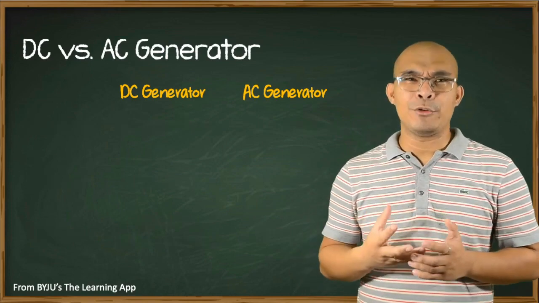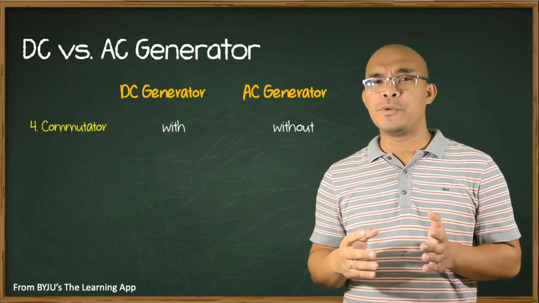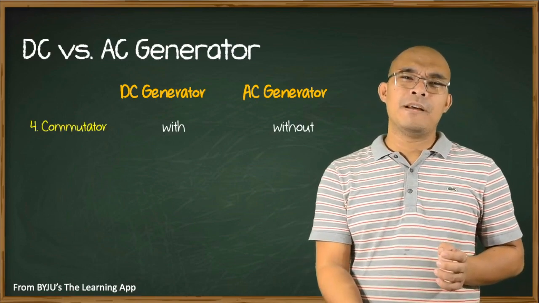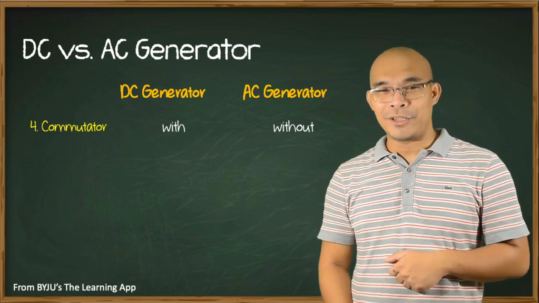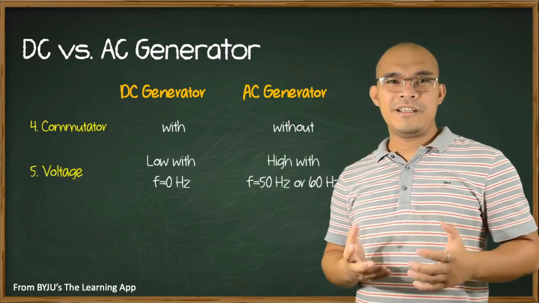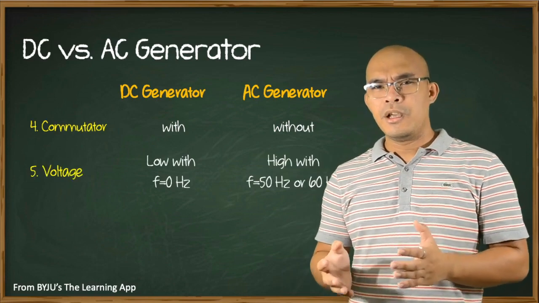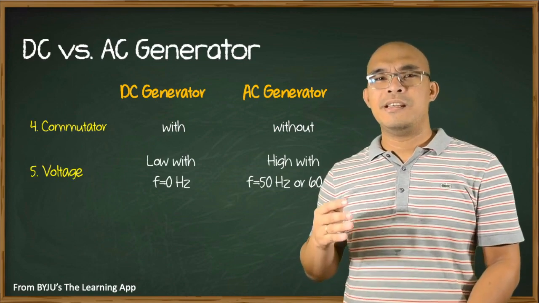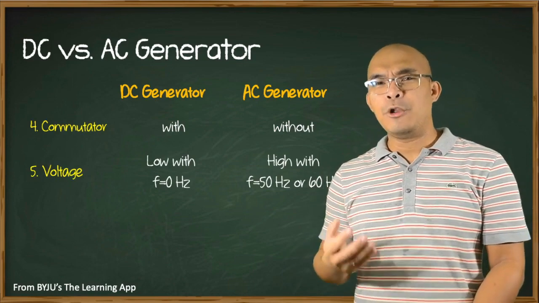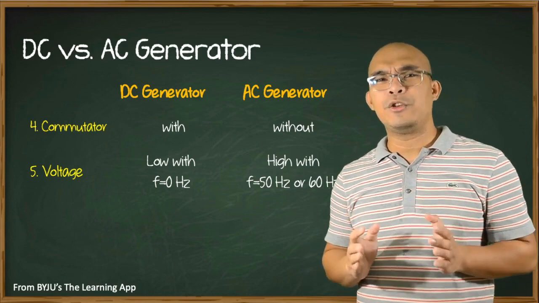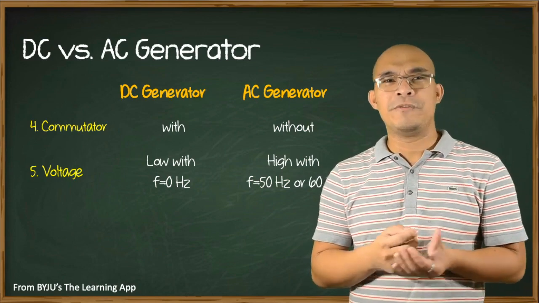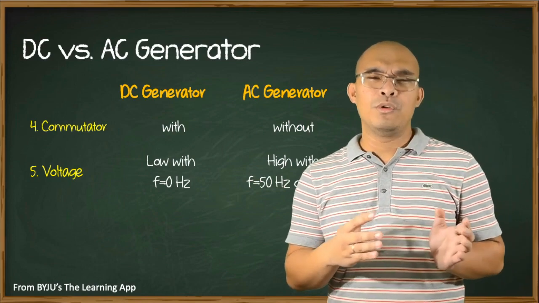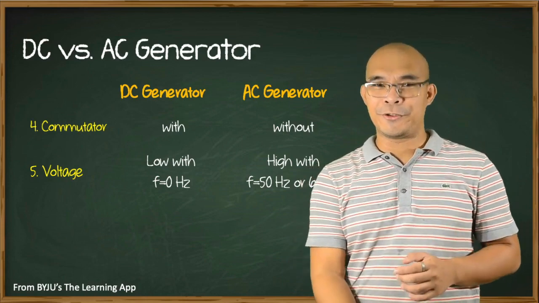With respect to commutators, DC generators have commutators to make the current flow in one direction only, while an AC generator does not have commutators. A DC generator produces a low voltage compared to an AC generator, which is constant in amplitude and time, meaning the output frequency is zero. An AC generator produces high voltage, which varies in amplitude and time. So the output frequency varies mostly from 50 Hz to 60 Hz.